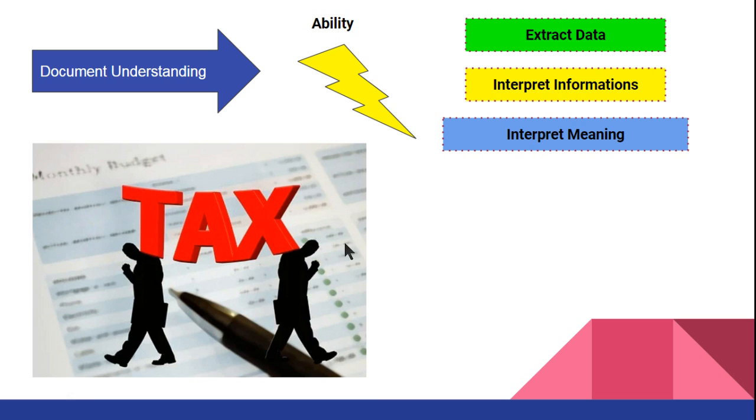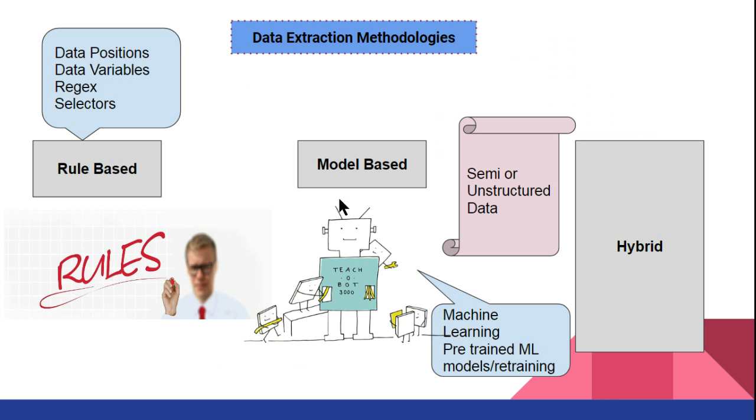Okay, this should be pretty clear. So you can give this explanation if the question is asked anywhere in your interview: what is document understanding? Document understanding is an ability to extract data, interpret information and interpret meaning using artificial intelligence and machine learning techniques. Okay, so this is understood. Now we will move on to the next one.